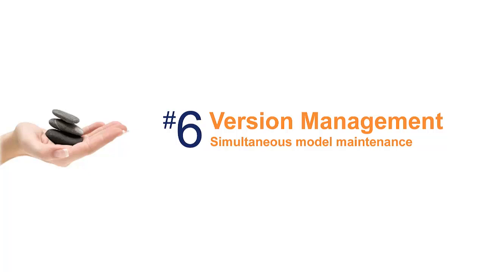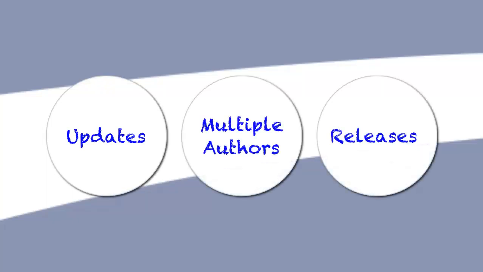Welcome back. In this last tips and tricks video, you will be learning how to manage multiple versions of models correctly in the Berkeley Studio. The Berkeley Publisher is often used in situations that require frequent updates, releases, or multiple authors working on one or more models simultaneously. In order for this to work smoothly, a well-organized maintenance of model versions can be crucial.